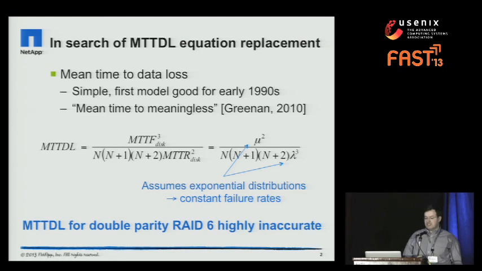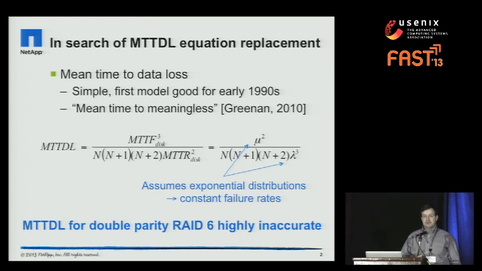Basically, what we set out to do is we were in search of replacing the reliability equation that was formulated back in the 1990s, called MTTDL, or mean time to data loss. It was a very simple, nice model in the early 1990s, but many people pointed out, including Kevin Greenan and his colleagues, that really that equation doesn't accurately reflect the reliability profiles of drives in 2010 and the repair processes.